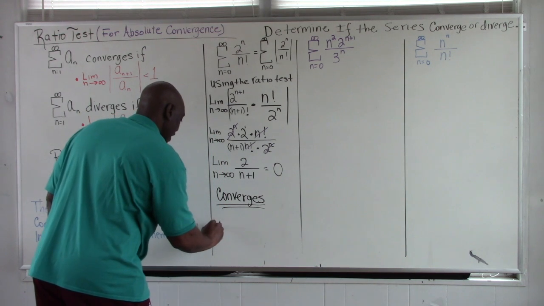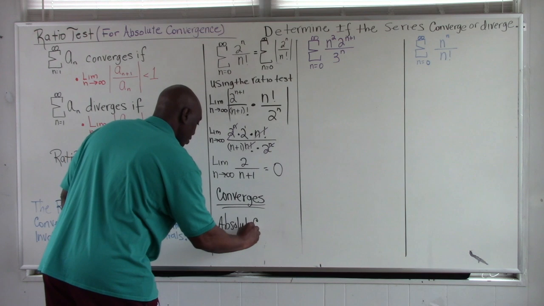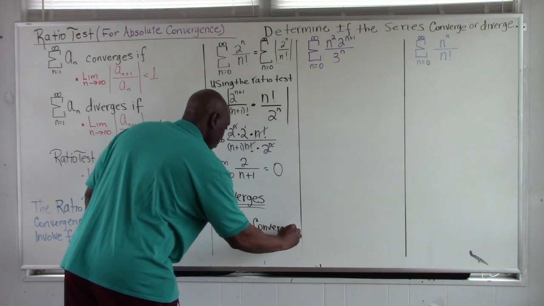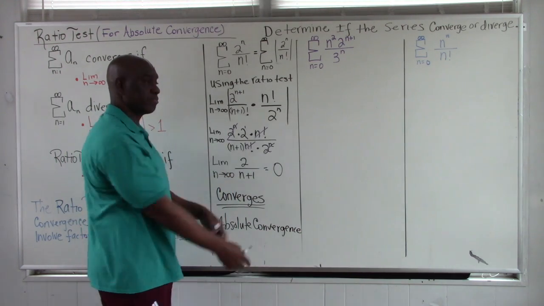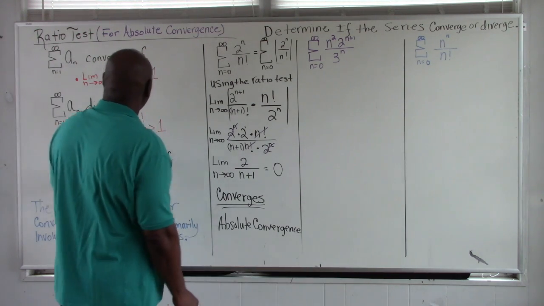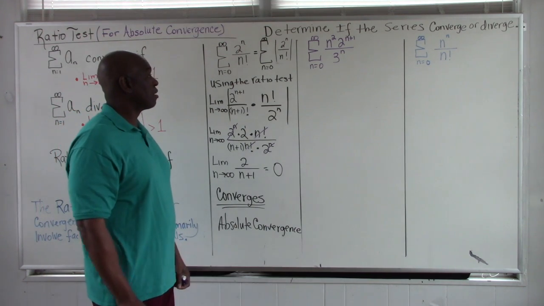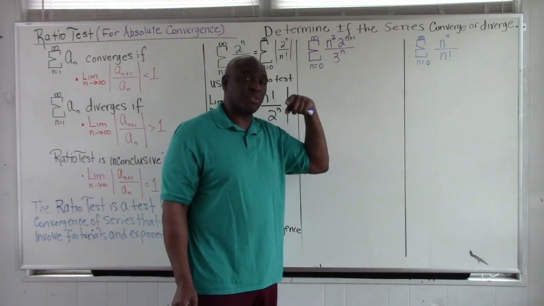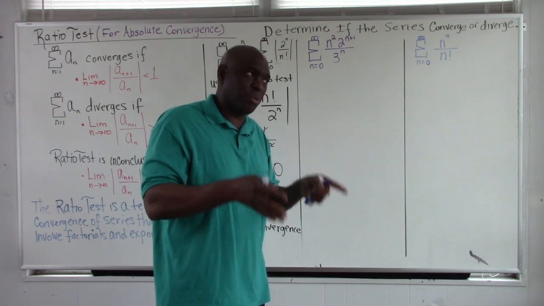In fact, it is actually absolute convergence. Why absolute convergence? Because we put it in absolute values. The answer is, the criteria is less than 1. Absolute convergence. So for any of these problems, if they converge absolutely if you use the ratio test, there's absolute convergence with that.